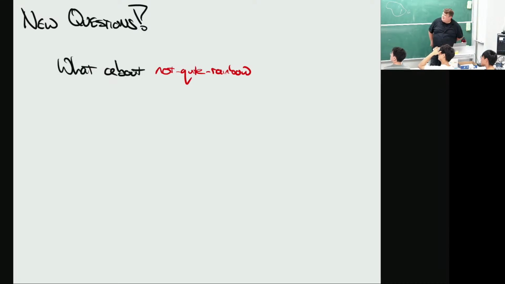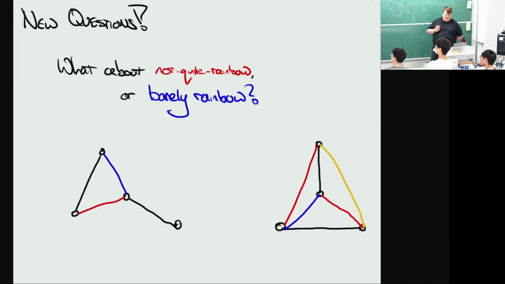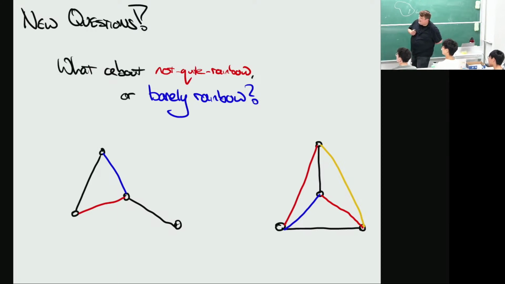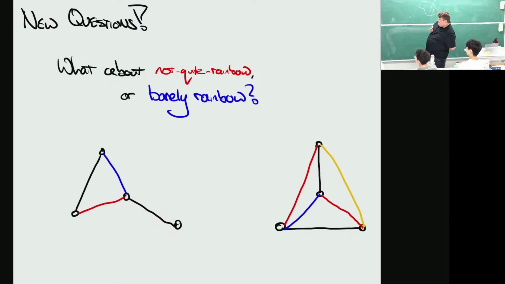So what if we make things that aren't quite rainbow? Or barely rainbow? So which one is which? Which is the one on the left? Is that barely rainbow or not quite rainbow? Barely? Why is it barely? Because if you remove one edge, then it is rainbow. Yes, so I think that makes it not quite rainbow. But I agree, these words don't mean anything.